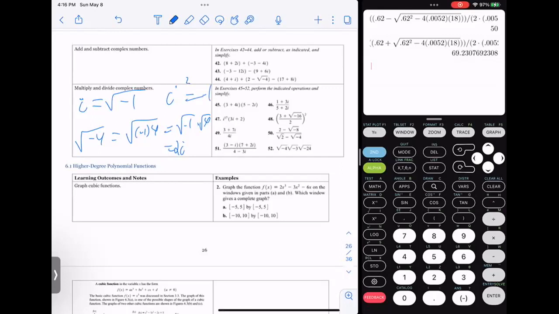Same with i cubed. If you have i cubed, that's the square root of negative 1 times the square root of negative 1 times the square root of negative 1. So that's actually negative square root of negative 1. Okay. We can show that.